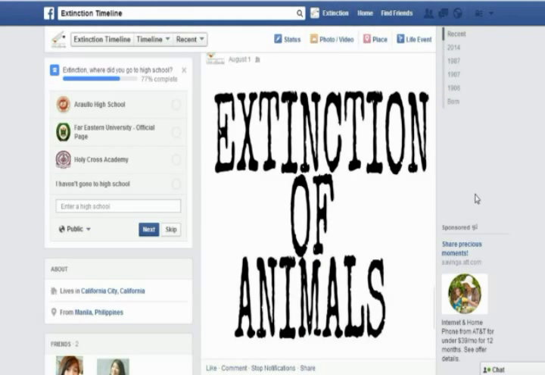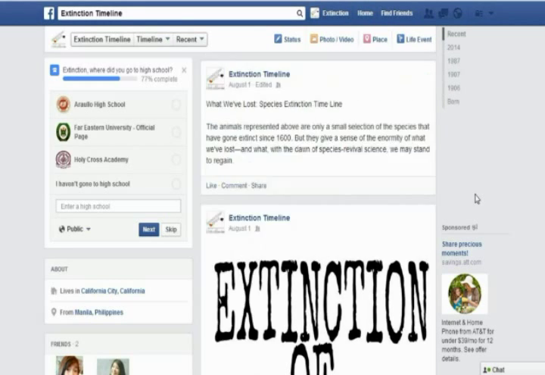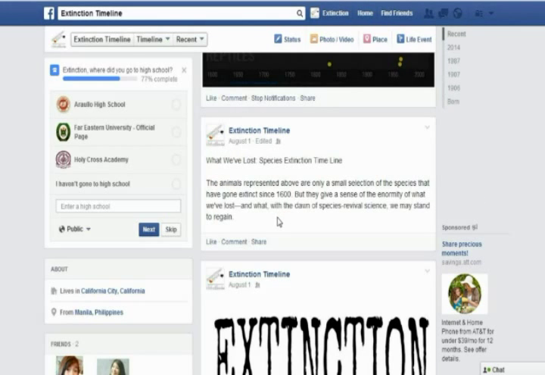Extinction of animals. What we've lost, species extinction timeline. The animals represented above are only a small selection of the species that have gone extinct since 1600, but they give a sense of the enormity of what we've lost, and what, with the dawn of species revival science, we may stand to regain.